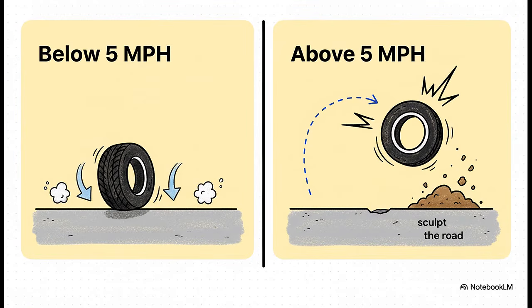And you can see that switch right here. Below that speed, no problem. The road just takes the hit. But go above it, and the physics flips. The bouncing forces from your car's wheels start to overwhelm the dirt's ability to stay put. And that bouncing is what actually starts to carve and sculpt the road.